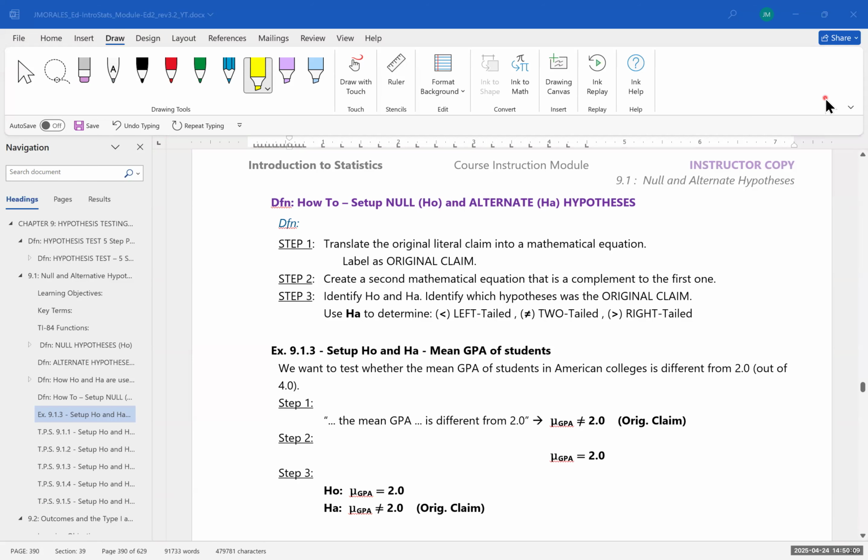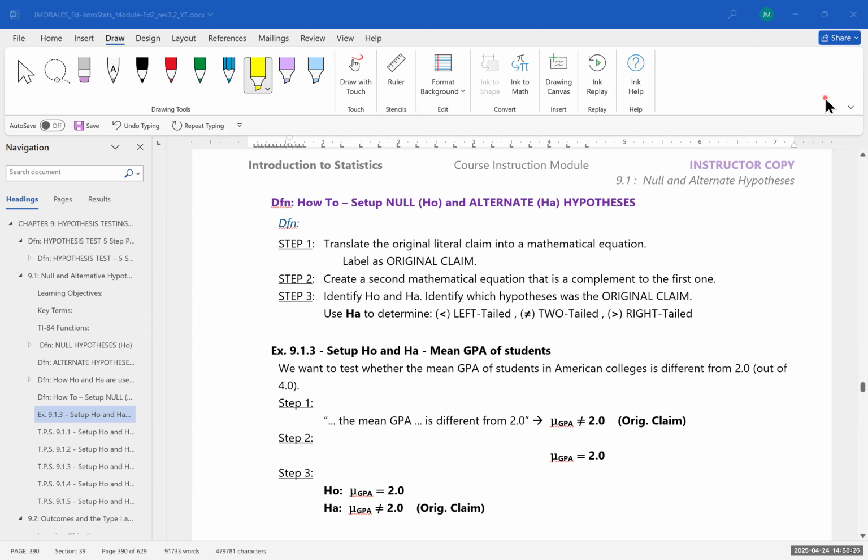Okay, so now we've taken a lot of time to define what the null and the alternate is. Let's look at, you're presented with a problem. How do you identify the null and the alternate hypothesis? So I've broken this down into three steps.